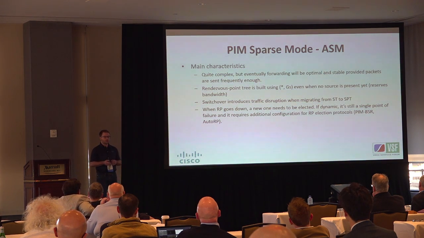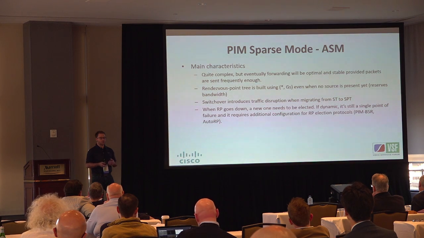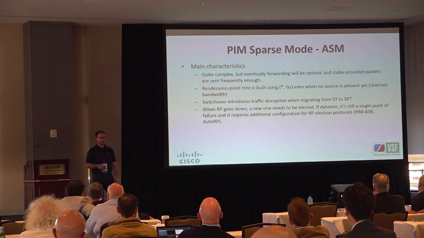And as long as the PIM registers are sent frequently enough and the multicast traffic is sent frequently enough, the rendezvous point tree is built using star comma G, even when no source is present. So if you do a star comma G join, that rendezvous point will register that join towards your receiver, even if you don't actually have any traffic of that multicast.